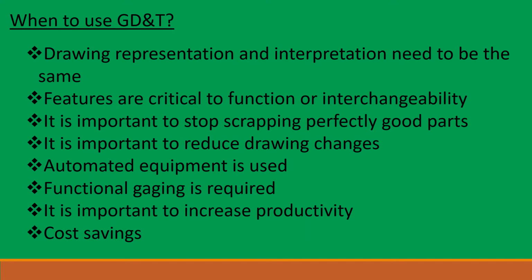When to use GD&T? When drawing representation and interpretation need to be the same. When features are critical to function or interchangeability. When it is important to stop scrapping perfectly good parts. When it is important to reduce drawing changes. When automated equipment is used. When functional gauging is required. When it is important to increase productivity. And when cost savings are involved.